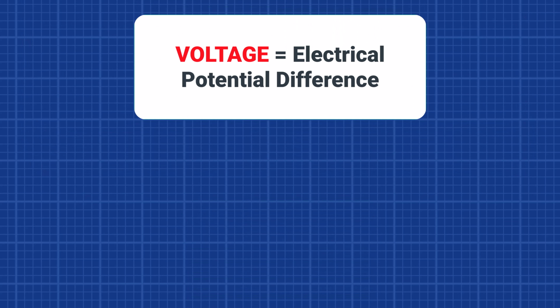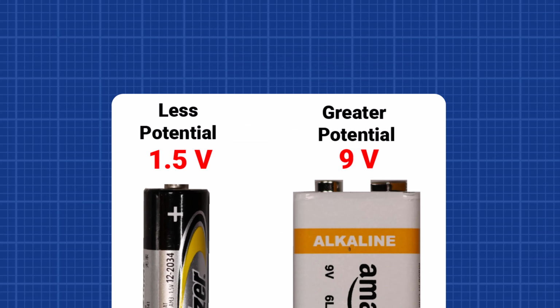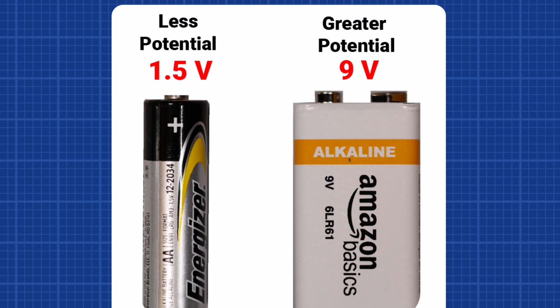Let's start with the basics. Voltage is a measure of electrical potential difference and is quantified in volts. While voltage describes the concept of potential difference, volts are the unit we use to quantify it. Think of volts as the measure of the push that drives the electrons through the conductor. For example, a 9-volt battery has a higher potential to drive electrons than a 1.5-volt battery.